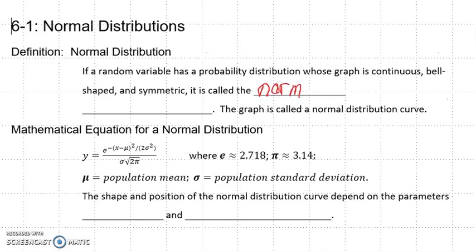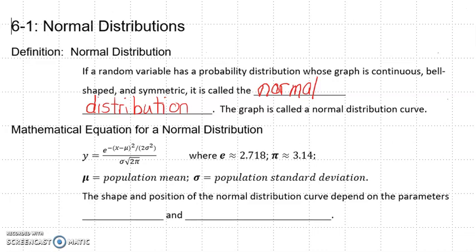Everything that we looked at in Chapter 5 dealt with discrete probability distributions. Now we're going to look at continuous probability distributions. So this is a normal distribution. And the graph is called the normal distribution curve.